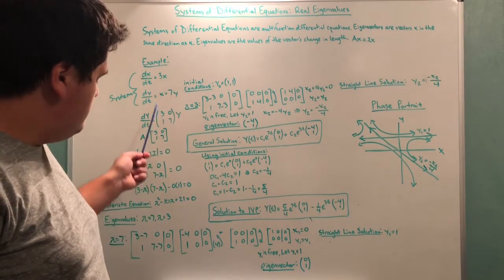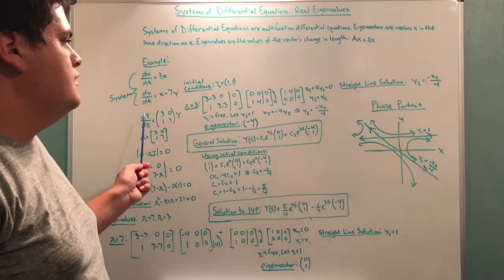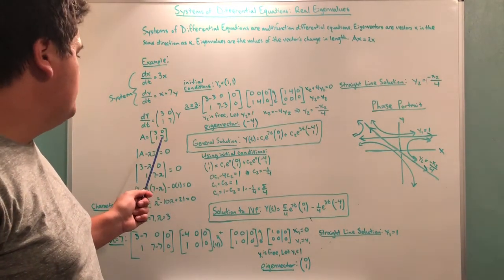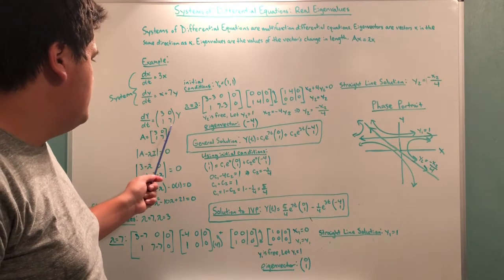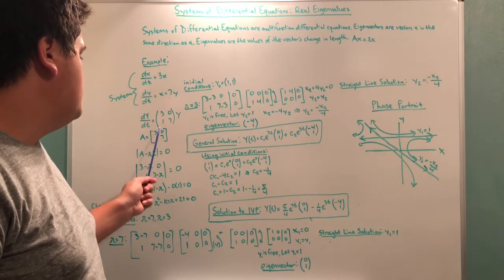When doing matrices, you include all the x terms, the y terms, and so forth. So this right here is the coefficient matrix A. A is equal to [3 0; 1 7].